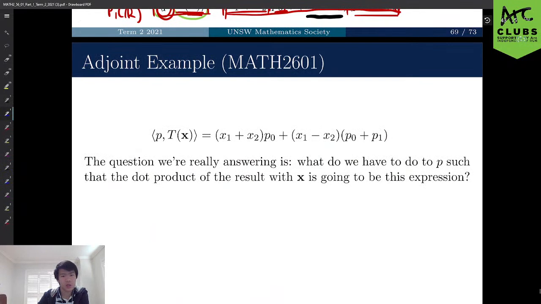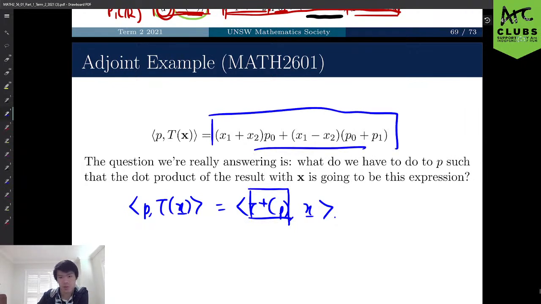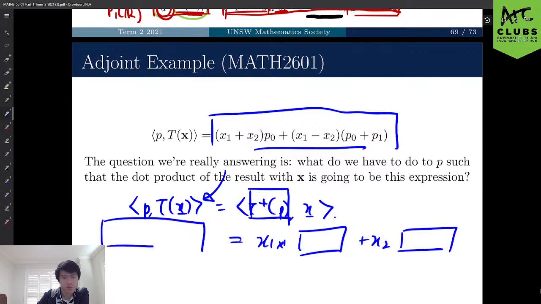So remember the question that we're asking is, what do we have to do to p such that we have this? Remember this property? This will be t, p, x. So what do we have to have this be such that this equality will hold? Well, the idea is if this thing is down there, we want some function of p such that if we multiply x1, so remember the dot product, so we're using the dot product here, x1 times something plus x2 times something else will be equal to this thing here. Right, so this thing is going to be our expression.